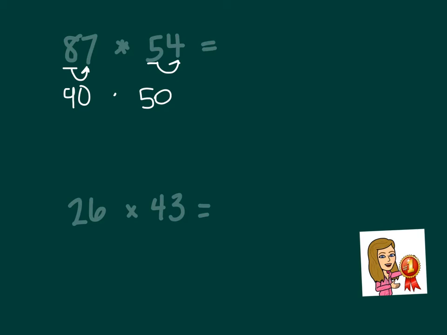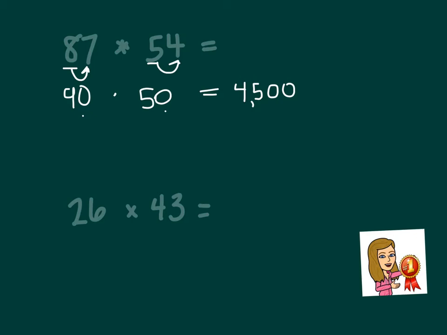So this estimated answer of 90 times 50, so remember the front numbers, 9 times 5 is 45. Bring in my magic zeros. There's 1, 2 in the problem, so I need 1, 2 in my answer. So my exact answer should be pretty close to 4,500. Let's give it a whirl.